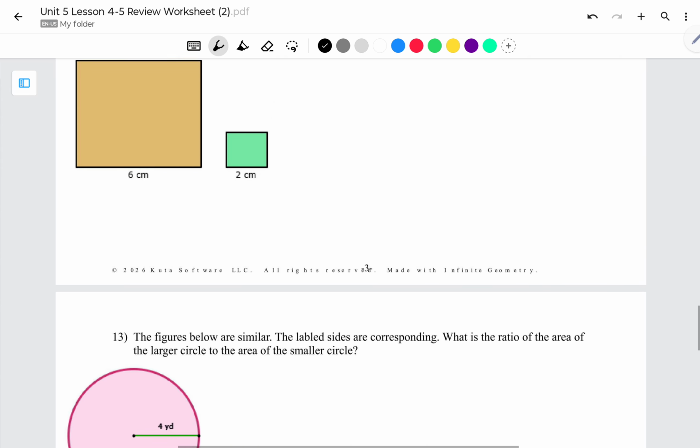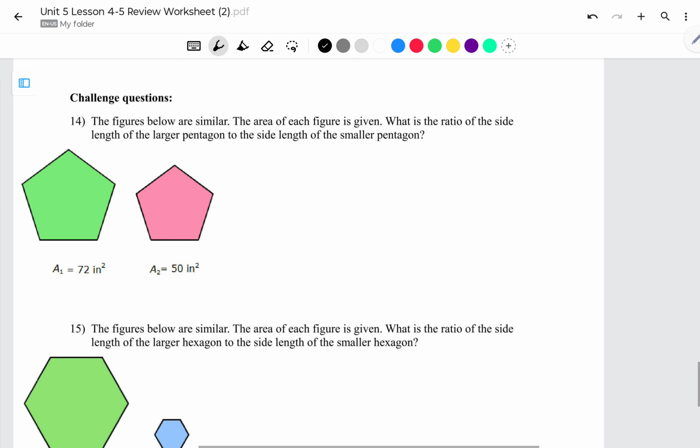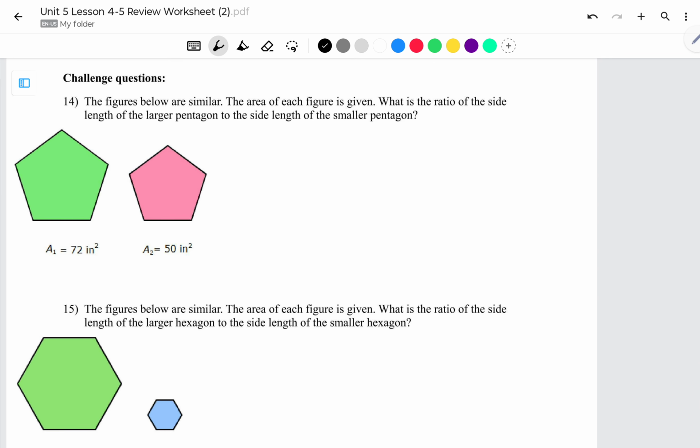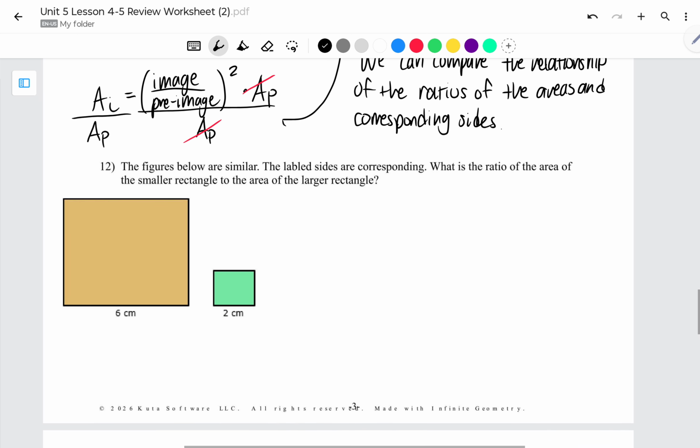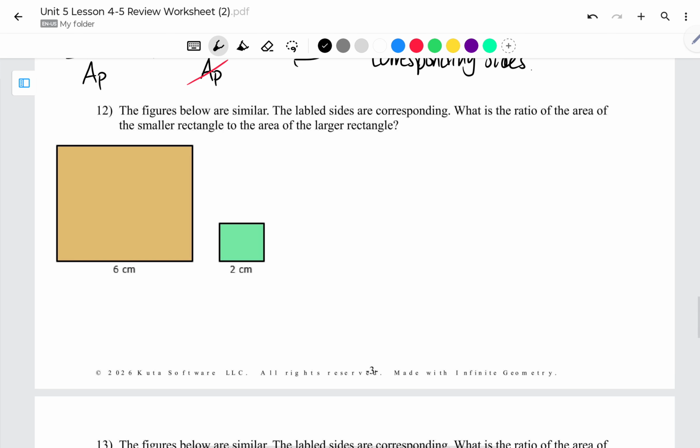I'll just do one more. Right, the challenge question. I want you to try to. It's a challenge question, right? I want you to figure it out on your own. I'll throw the answer key up on Schoology, but again, it's a challenge question for a reason. So, okay, the figures below are similar. The labeled sides are corresponding. What is the ratio of the area of the smaller rectangle to the area of the larger rectangle?